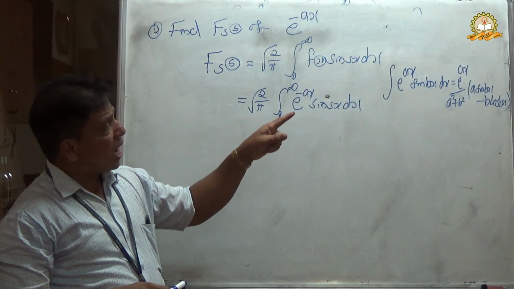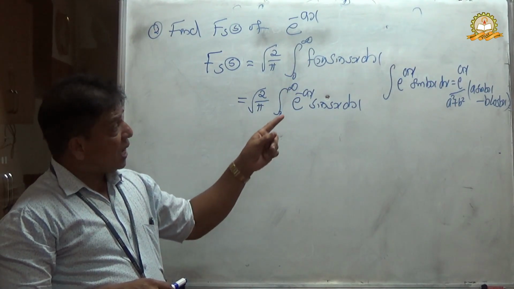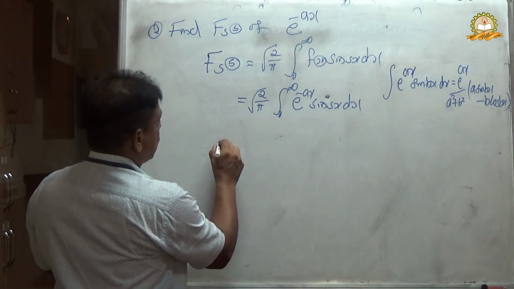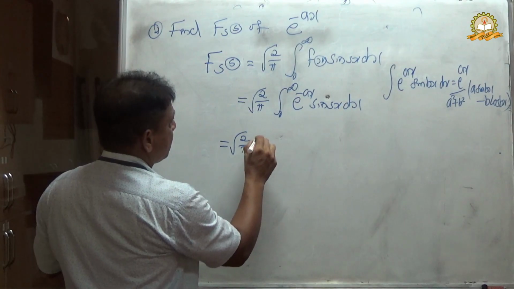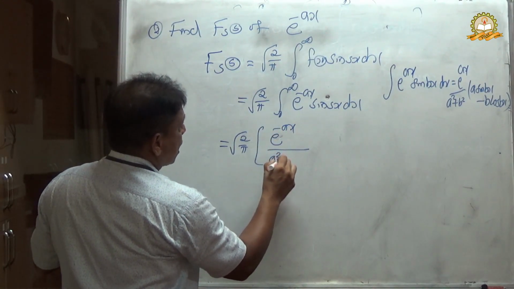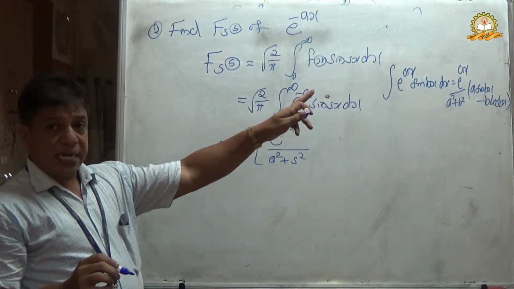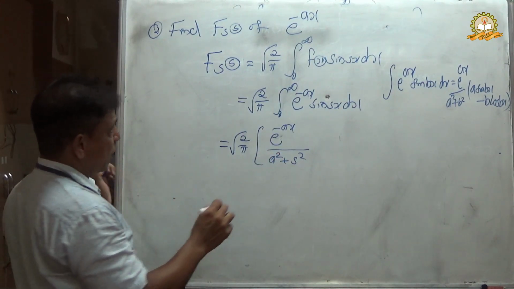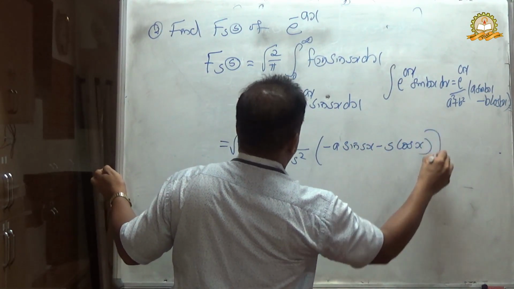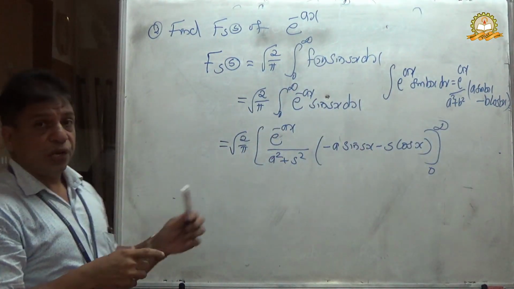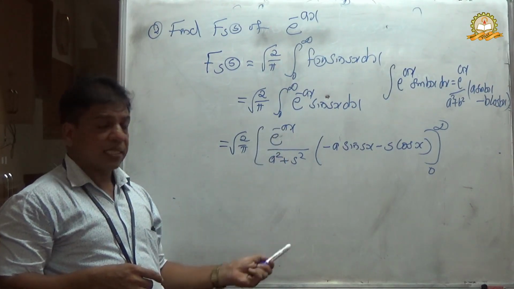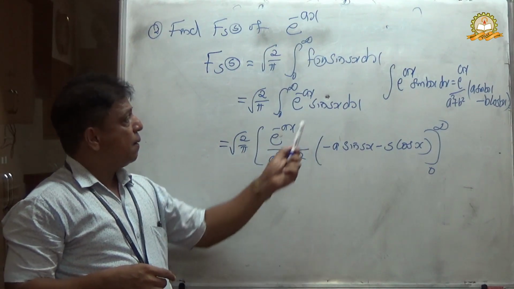The integral of e raised to ax sin bx dx is equal to e raised to ax divided by a square plus b square into a sin bx minus b cos bx. When we apply that formula, we get root of 2 by pi, e raised to minus ax divided by a square plus s square, into minus a sin sx minus s cos sx, from 0 to infinity. Therefore, here we use the standard result.